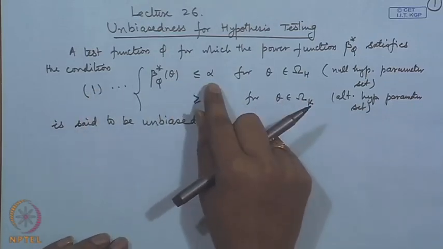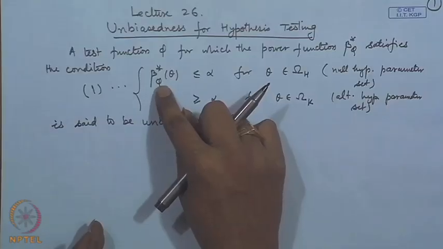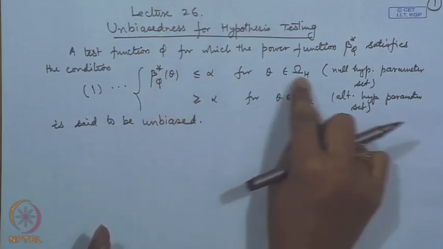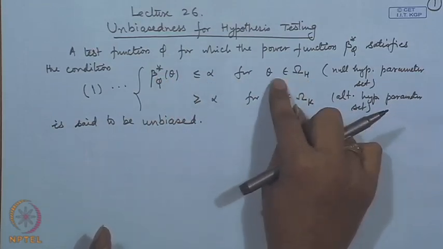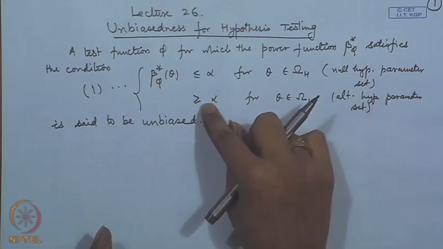Now, let us see what this is. For example, we have considered theorem 2 when the families with the monotone likelihood ratio were there, and the testing problem for theta less than or equal to theta naught against theta greater than theta naught. What we showed there is that beta phi theta is an increasing function. So, at theta equal to theta naught, the probability of type 1 error is the maximum, and therefore, beta phi star theta was less than or equal to alpha for theta belonging to omega h, that is theta less than or equal to theta naught, and thereafter it was greater than or equal to alpha. So, it was an example of an unbiased test.